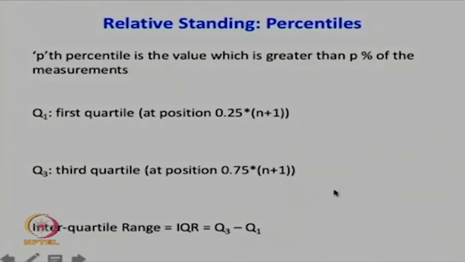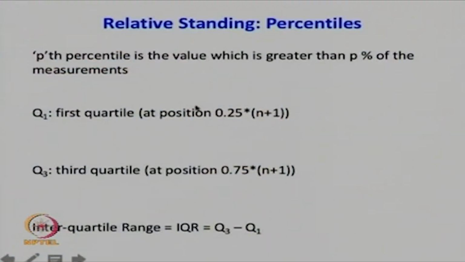Another way of characterizing our relative standing is using the concept of percentile. The pth percentile is the value which is greater than p% of the measurements. So a person who is in the 99th percentile has performed better than 99% of the population in a class. You can use these positions to determine how to calculate the first quartile or third quartile.